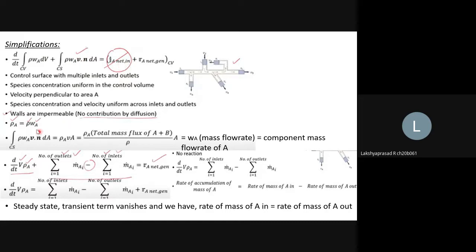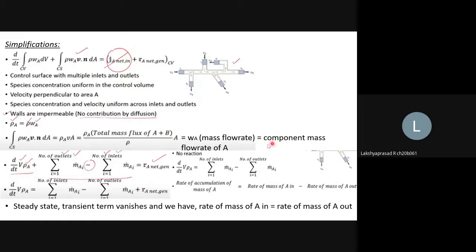And then another simplification we can make is assuming no diffusion term. Meaning the walls are impermeable, so this term will vanish in the RHS, and therefore the convection term will simplify to rho A vA. V is velocity, A is the area of cross section of the control surface, the total area of the control surface, and rho w is equal to rho A. Same thing can be written as shown and simplified to the component mass flow rate of A.